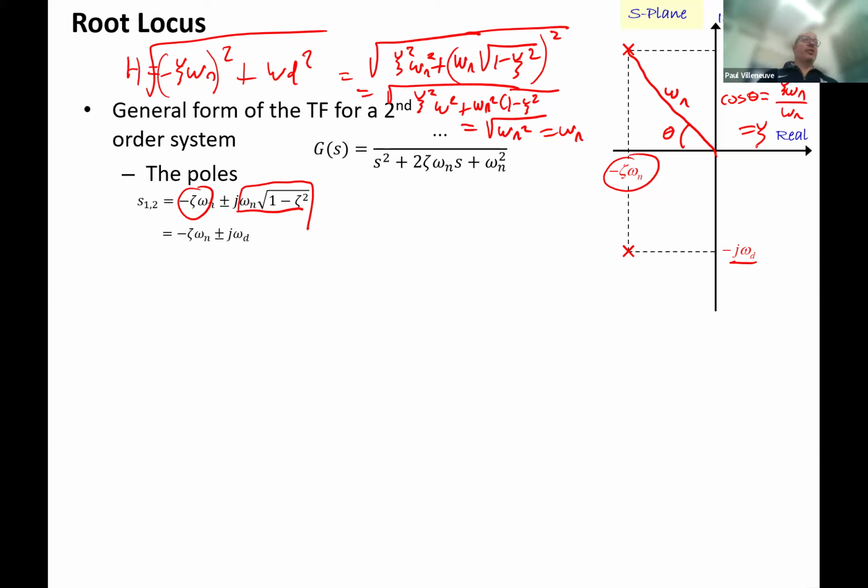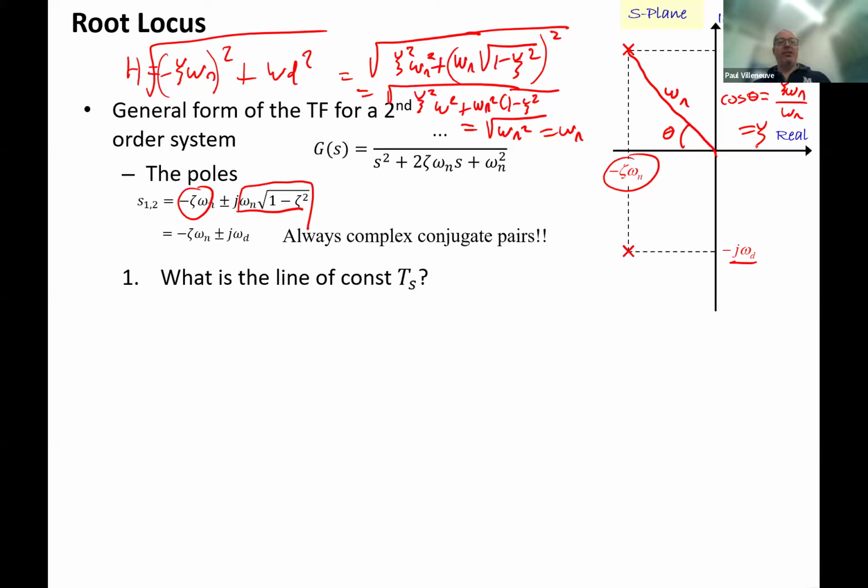And that was important for us when we looked at second order systems to be able to start to pick out some characteristics that we were looking for. So always complex conjugate pairs. What is the line of constant T sub S? We went through this already, a settling time. Constant T sub S means it settles out or reaches 5 time constants at a fixed value. This here is e to the minus, or I should say minus t, right? So the only thing that's going to affect its settling time is the zeta and the omega sub n term.